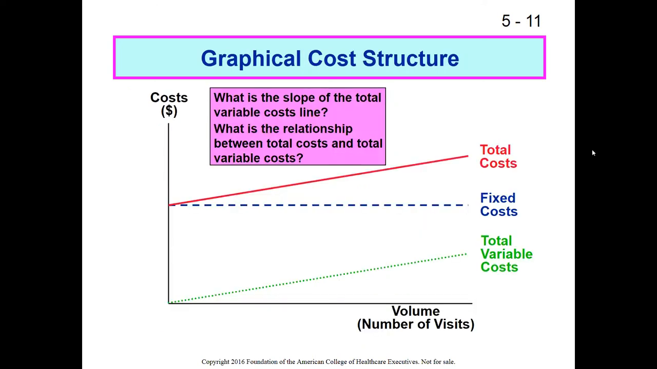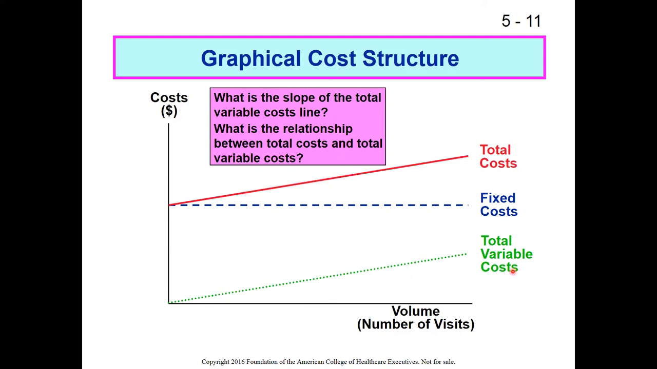So what does this look like if we draw it? This is the beginning of our cost-volume-profit analysis. Now let's think about this. If I have fixed costs, so let's see real quick. On the y-axis is our cost in dollars. The x-axis is the number of visits. So I've got 0 visits, 1 visit, 2 visits, 1,000 visits and so forth, moving out to the right.